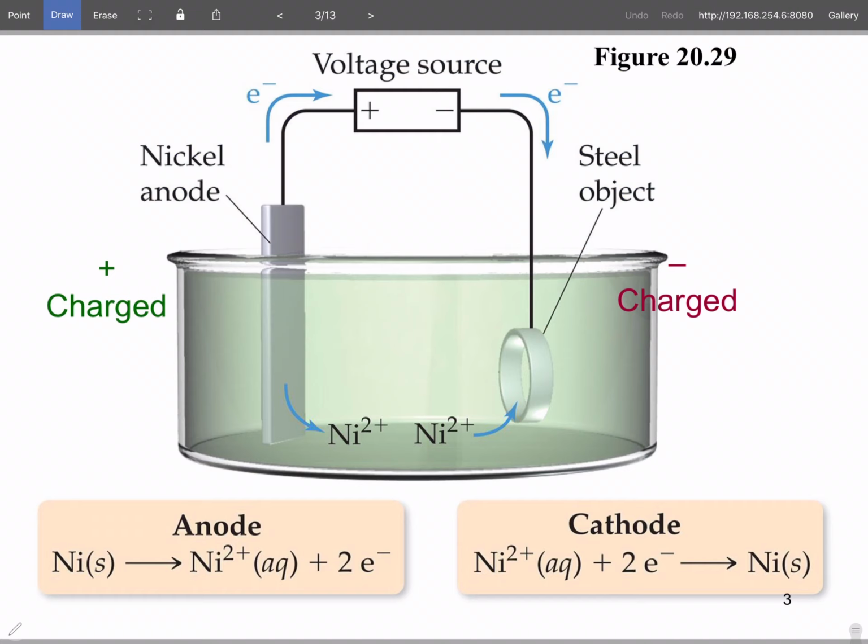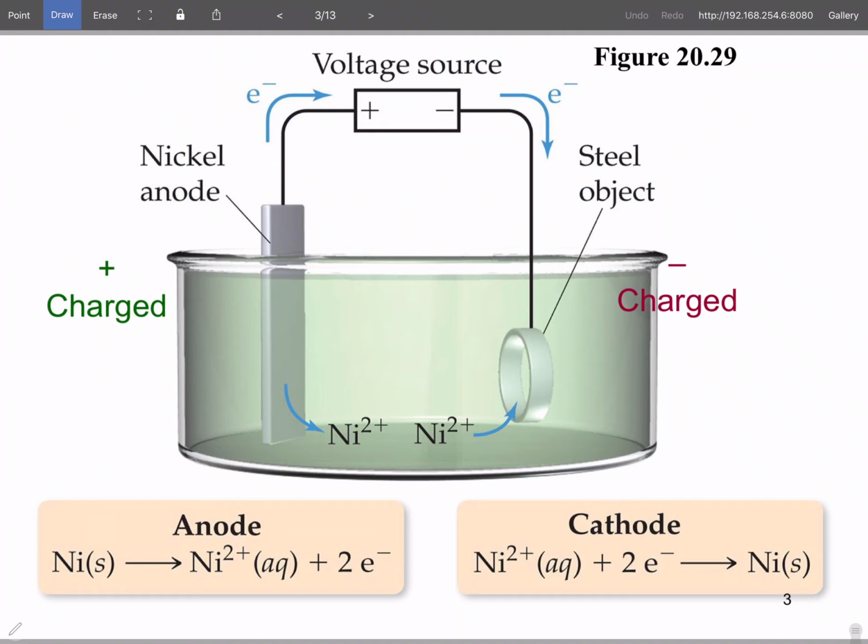Now, this is what is done to plate objects. So, for example, if you're trying to put nickel, and that's what they do to chrome out a vehicle, or in this case, they're putting the nickel on, looks like a steel ring. So basically, they're chrome plating it, and what you'll notice is the anode is still written on the left, the cathode on the right, but now the charges are opposite because we're forcing them to go in reverse.